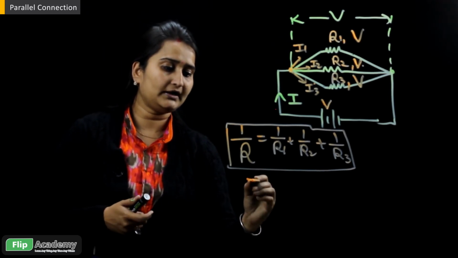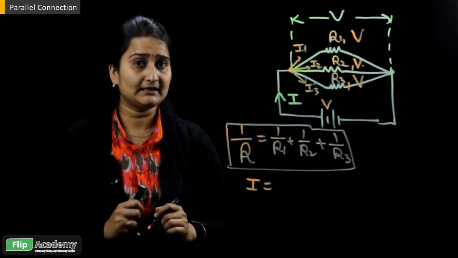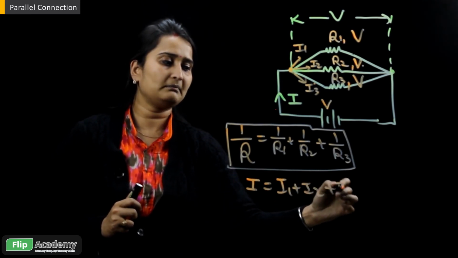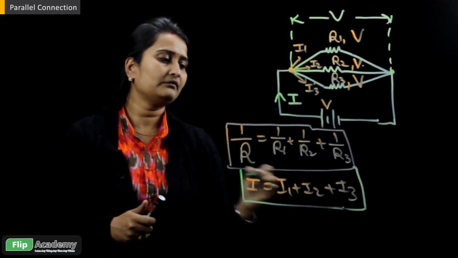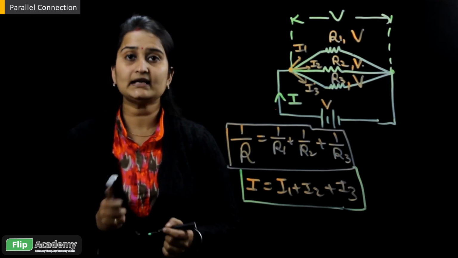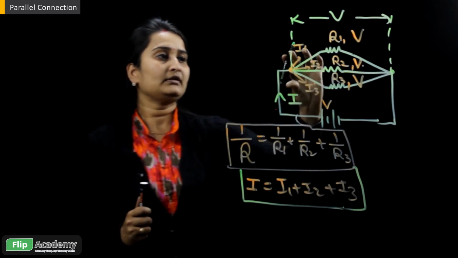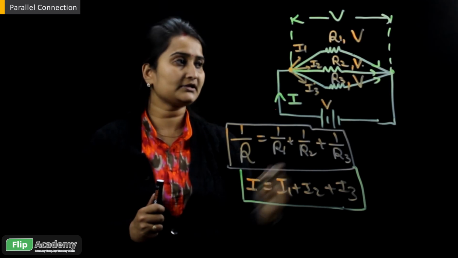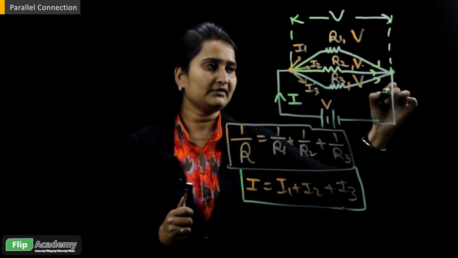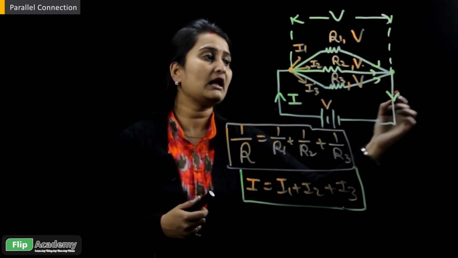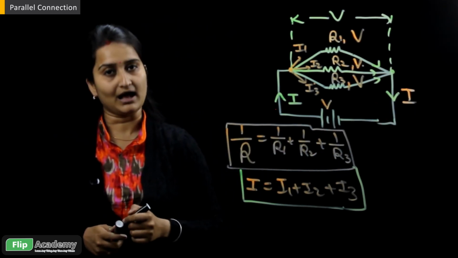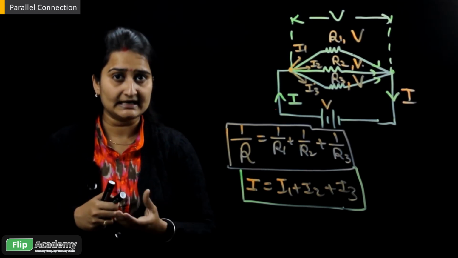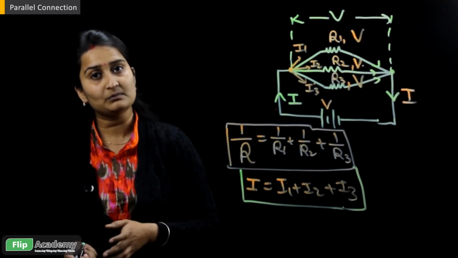Now, the total current, that is capital I, which is supplied by the battery, is given as I1 plus I2 plus I3. So this is the current formula in the case of parallel. Now, when these currents are flowing through these branches and they rejoin here, then the final current which emerges out again becomes capital I. So, these tributaries, when they join together into a single lane, again form the same river.